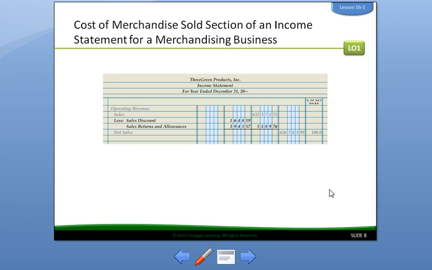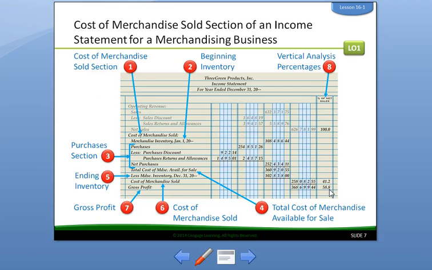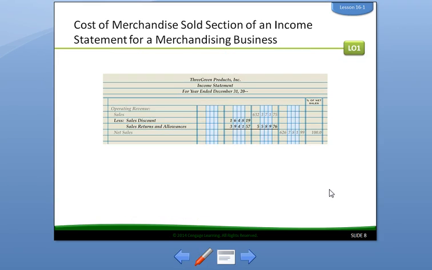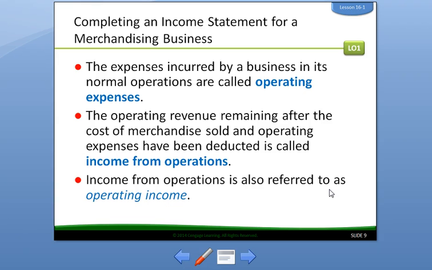Alright, cost of merchandise sold section. We already did that. Total of adjacent. That was weird. I think that's in the wrong spot. We already did that and I talked you through it, so I think we're good. Total of adjacent column. Oh, that's really odd.